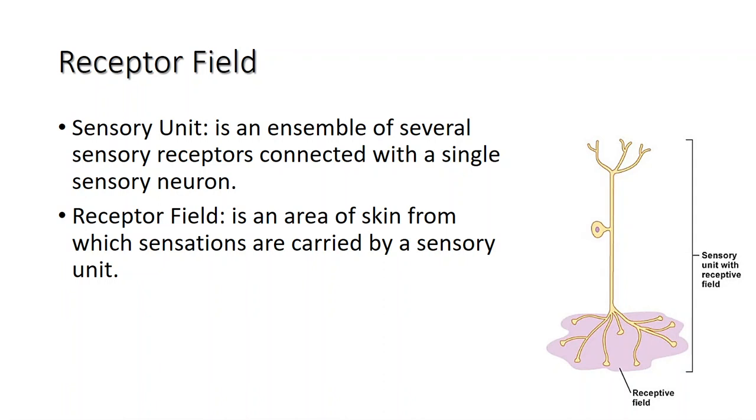Sensory unit is an ensemble of several sensory receptors connected with a single sensory neuron. The receptor field is an area of skin from which sensations are carried by a sensory unit. Receptor fields overlap considerably. Hence, there is hardly any area of the skin that is not sensed by a receptor field.